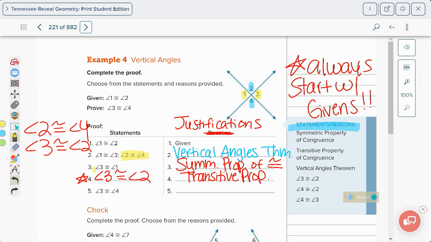So we know angle 4 is congruent to angle 2. Angle 3 is also congruent to angle 2. So I've got two separate angles that are equal to the same value. So for that reason, they can be equal to each other. And again, that's an example of the transitive property of equality.